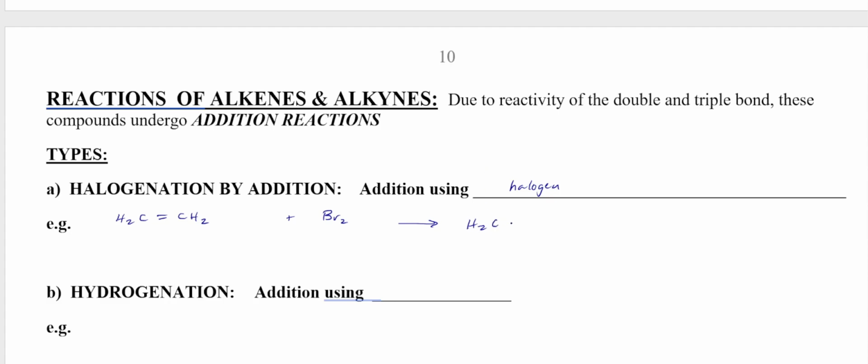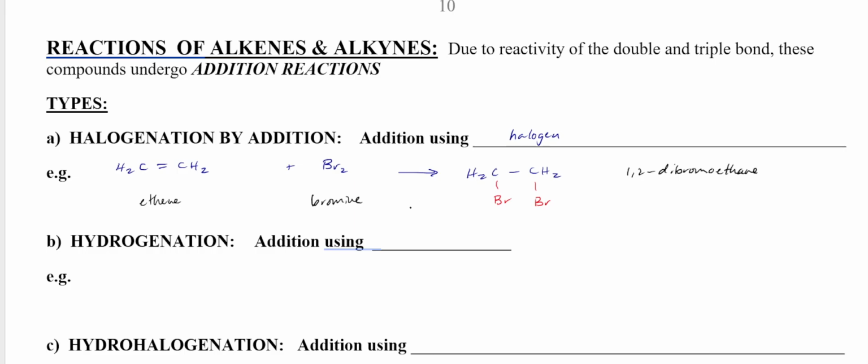So I go H2C, and that becomes a single bond now, and that's because each of the bromines has been added across the double bond. So this right here is ethene, this is bromine, and this over here is 1,2-dibromoethane. So it became an alkane in the end because we added bromine to it, causing that double bond to become a single bond. Hydrogenation is the addition using hydrogen.